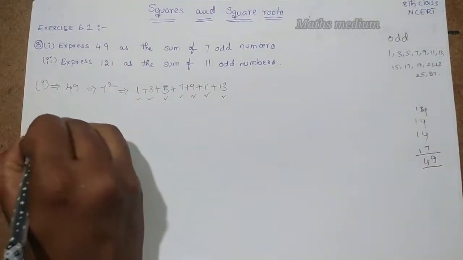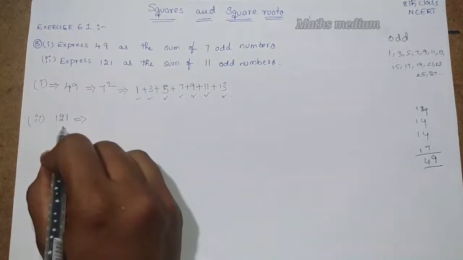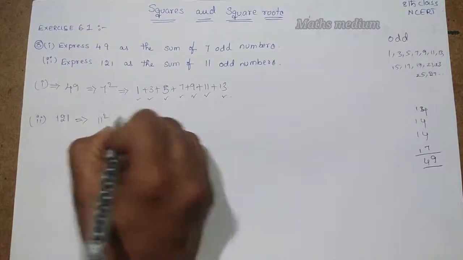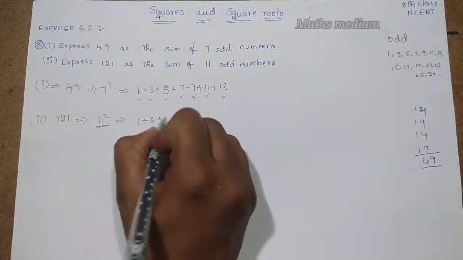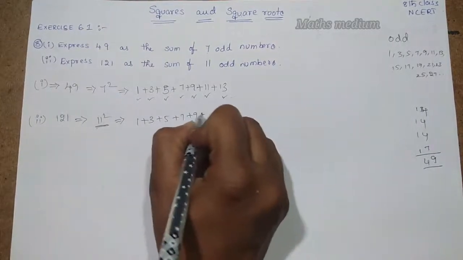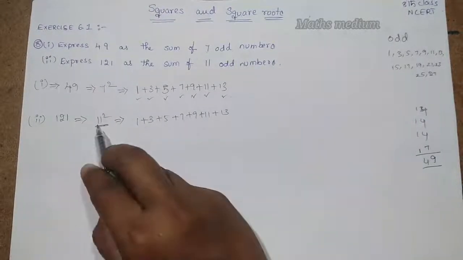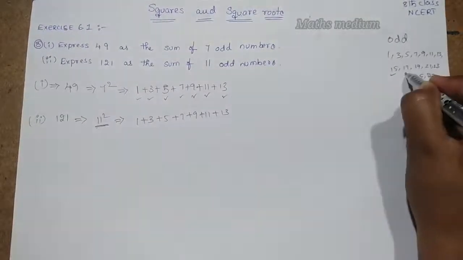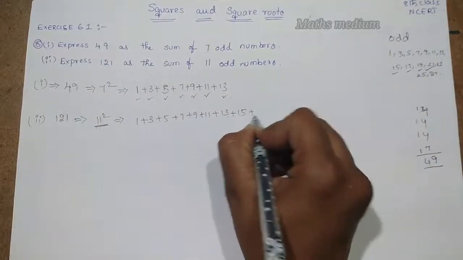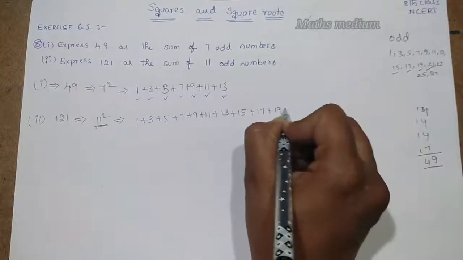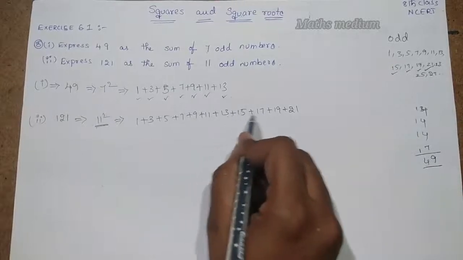Similarly, number 2, express 121, right? So in order to get 121, what do we have to do? 11 square. 11 square means 11 odd numbers. 1 plus 3 plus 5 plus 7 plus 9 plus 11 plus 13. Up to here we have 7. Now add 11 numbers. After 7, 8, 9, 10 and 11: plus 15 plus 17 plus 19 plus 21. 1, 2, 3, 4, 5, 6, 7, 8, 9, 10, 11.